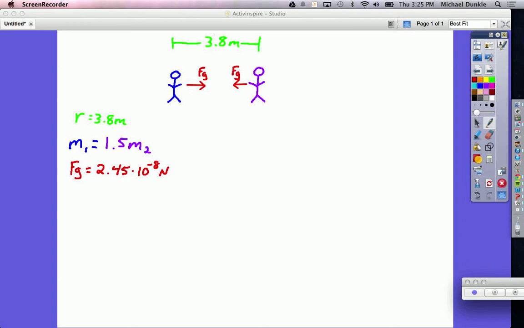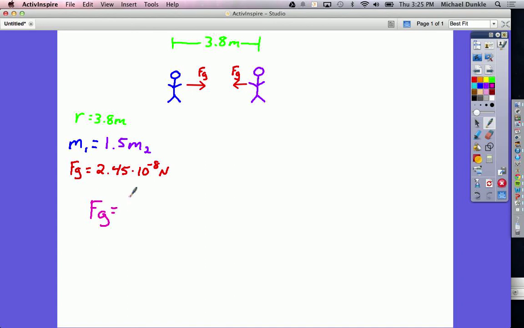We already have our picture drawn. We've got person on the left, person on the right. We'll call this person M1. We have the distance here between them is 3.8 meters, and we know that the mass of the first person is 1.5 times the mass of the second person. This is a very straightforward Newton's law of universal gravitation problem, so that's what we're going to use.